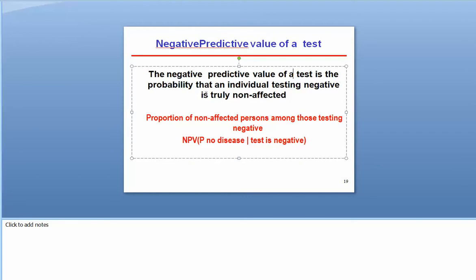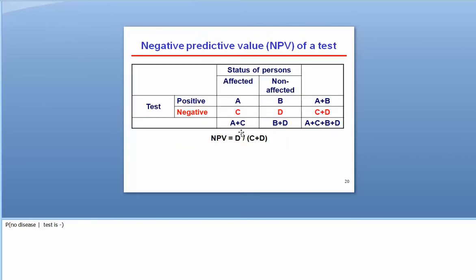It is the probability that an individual testing negative is truly non-affected. So here again, look, compared to the specificity formula, the conditioned event is reversed or interchanged. Okay, so here's how you get the NPV. I should put an equal sign here. All right. And then let's go to the next slide to see how you calculate it.